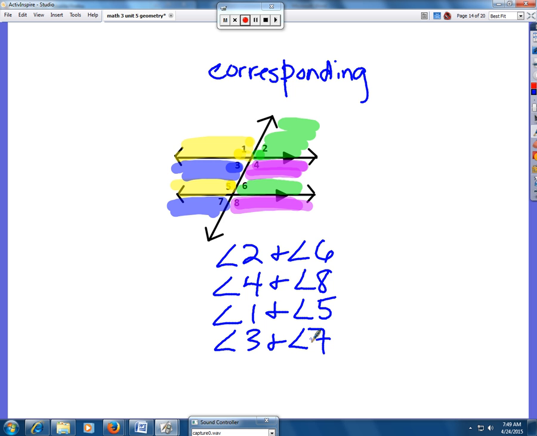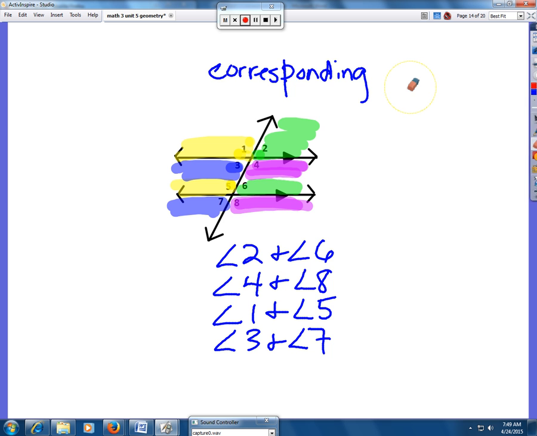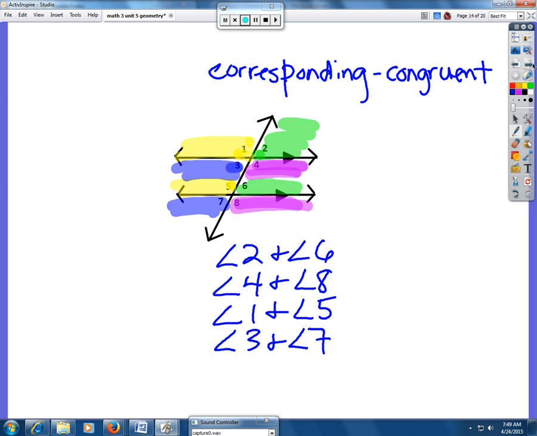Corresponding angles are also supplementary. Corresponding angles are supplementary, they add up to 180 degrees. Those are not supplementary. I just totally lied to you. Erase that. Those are congruent. Okay, 2 and 6 are congruent, 4 and 8 are congruent, etc.